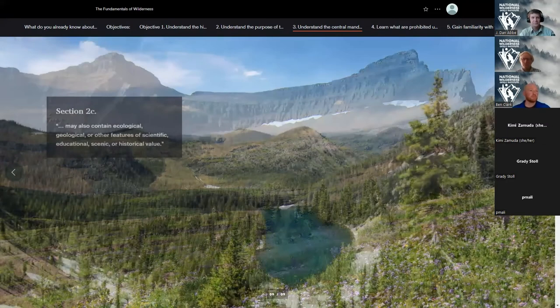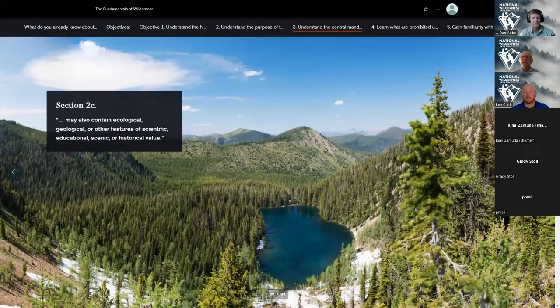And then the next one is other features of value. And this gets to parts of a wilderness that are really unique and essential to the character of that place. So it's ecological, geological, or other features of scientific, educational, scenic, or historical value. Some examples of this are if a place has really special geology that's found maybe in other places, but very rarely, unique in the way it looks, in the way it acts in the landscape. And another example could be paleontological resources, such as sites where evidence of dinosaurs in past eras have been found, that are very unique to that landscape.